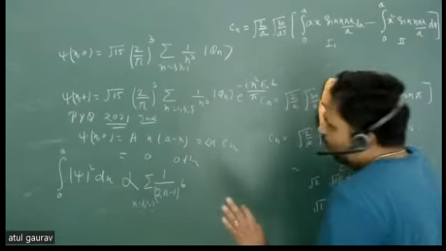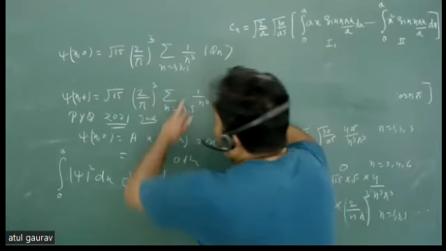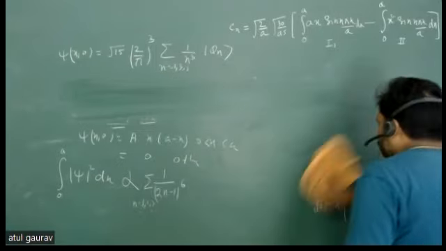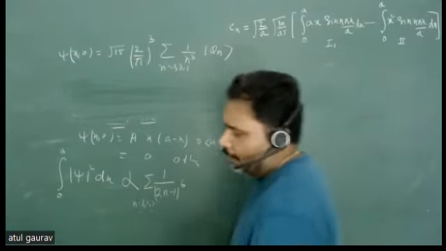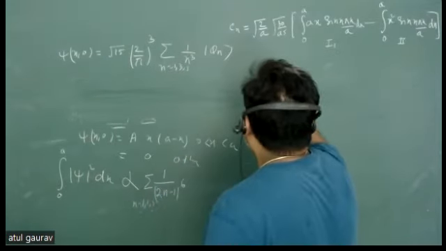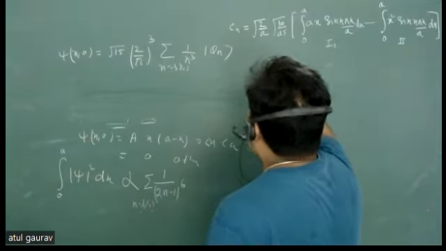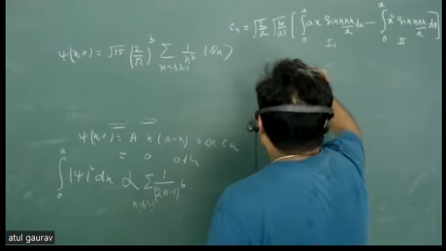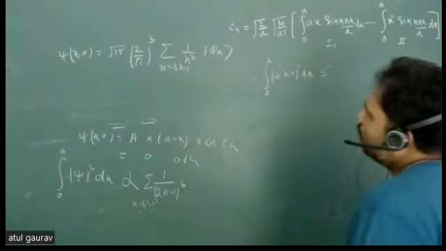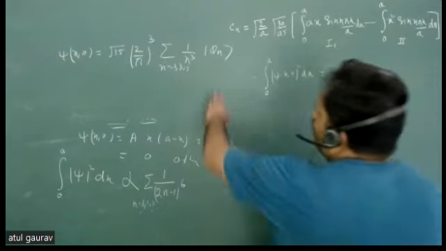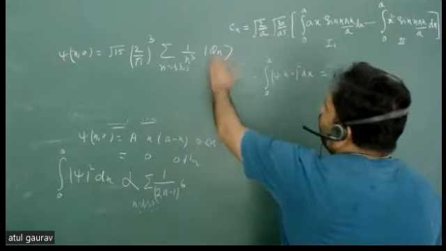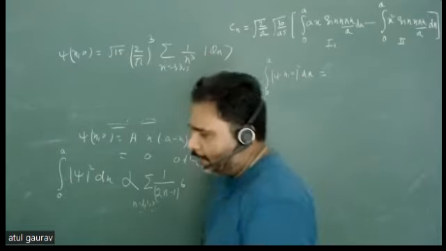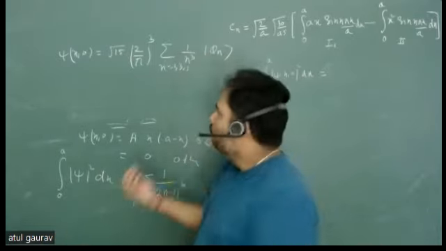So this much is clear, right? Obviously this is my psi x0. If this is my psi x0, what will happen if we calculate the integral from 0 to a of mod psi x0 mod square dx? Which term will survive? Only the nth term will survive. All others will be orthogonal to each other, because phi n and phi m are orthogonal to each other, isn't it?